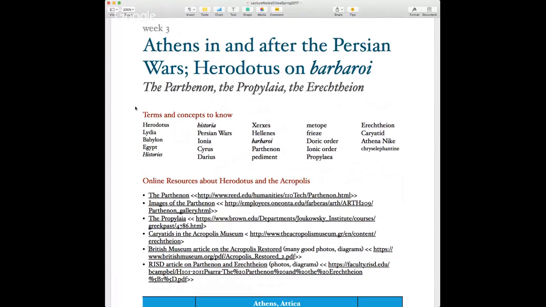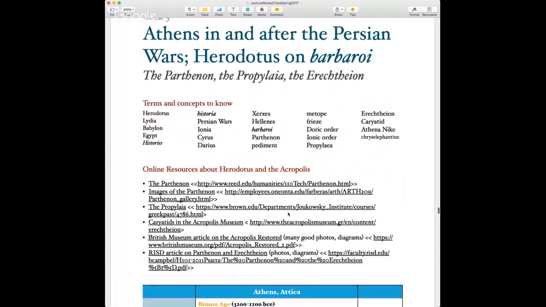These are the terms and concepts from this lesson to know. I'm going to have a separate explanation video about the quiz. But generally, these terms are things that I would expect you to be able to define. I try to define them in the lectures and in the notes, just as a start for you. And also some online resources.